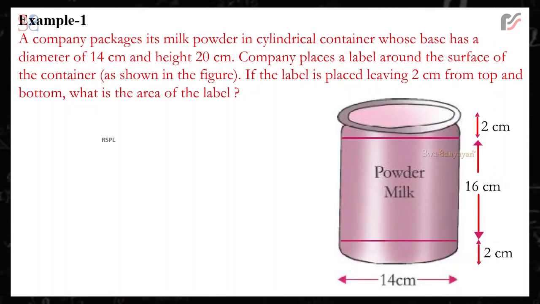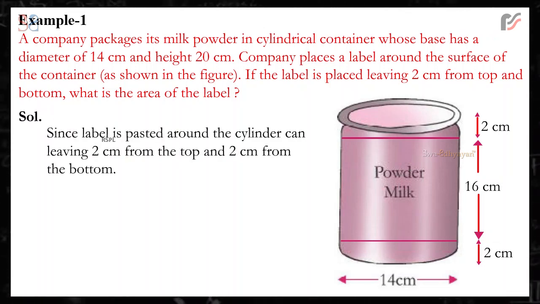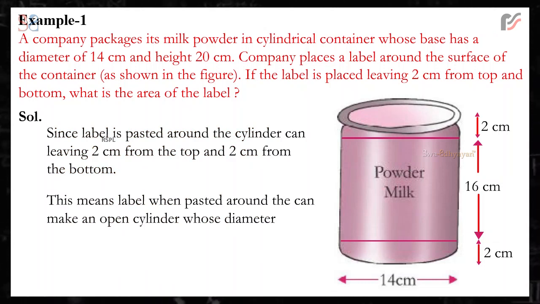Example 1. A company packages its milk powder in a cylindrical container whose base has a diameter of 14 cm and height 20 cm. The company places a label around the surface of the container as shown in the figure. If the label is placed leaving 2 cm from the top and bottom, what is the area of the label? Solution. Since the label is pasted around the cylinder can leaving 2 cm from the top and 2 cm from the bottom, this means the label when pasted around the can makes an open cylinder whose diameter is equal to the diameter of the can, which is 14 cm.